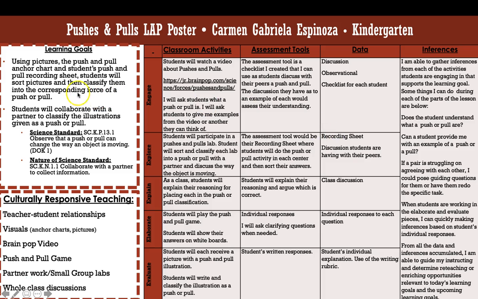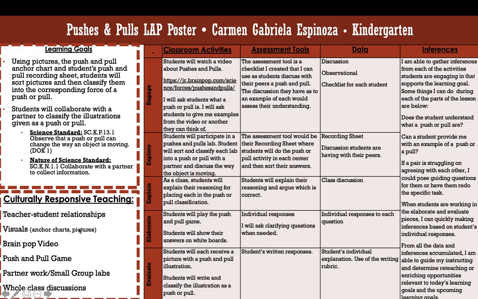The two learning goals that I created from the science standard, observe that a push or pull can change the way an object is moving, and the nature of science standard, collaborate with a partner to collect information, are using pictures, the push and pull anchor chart, and students' push and pull recording sheet. Students will sort pictures and then classify them into the corresponding force of a push or a pull. Students will collaborate with a partner to classify the illustrations given as a push or a pull.